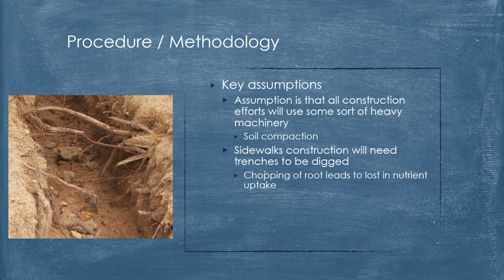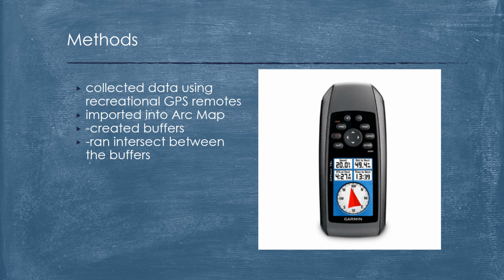Also, whenever the sidewalks are being constructed, we can assume that they're going to need to dig trenches. This can be a problem for the root system as well, because the roots themselves will be damaged or sometimes even removed. As you can see in the image provided in this slide, the roots can be damaged and the nutrient uptake is now non-existent for that part of the root system.